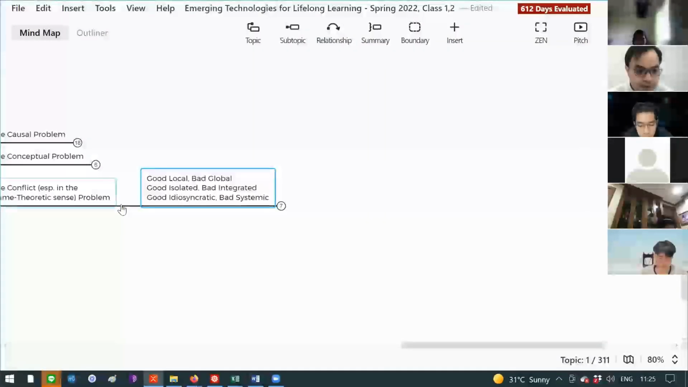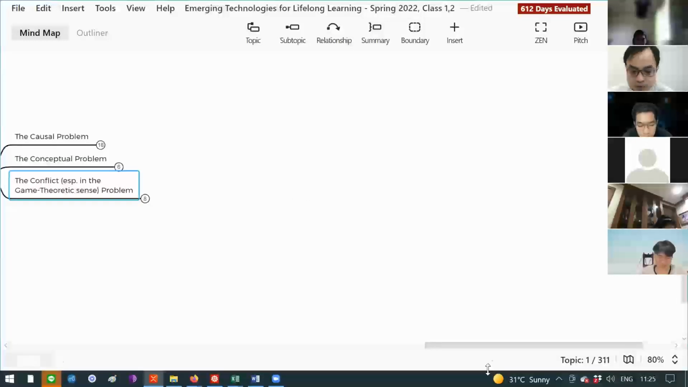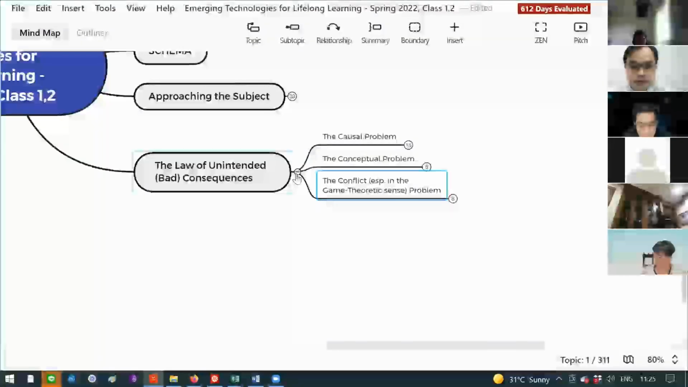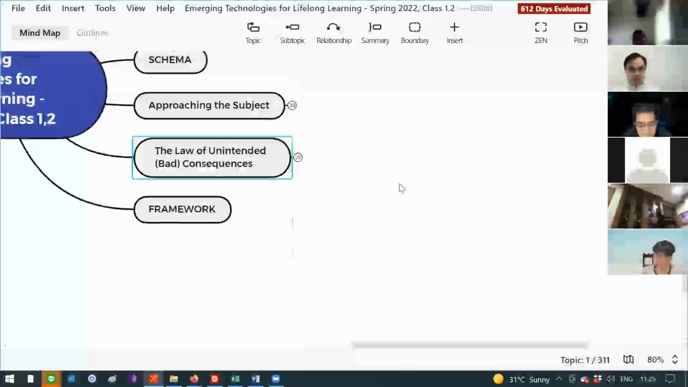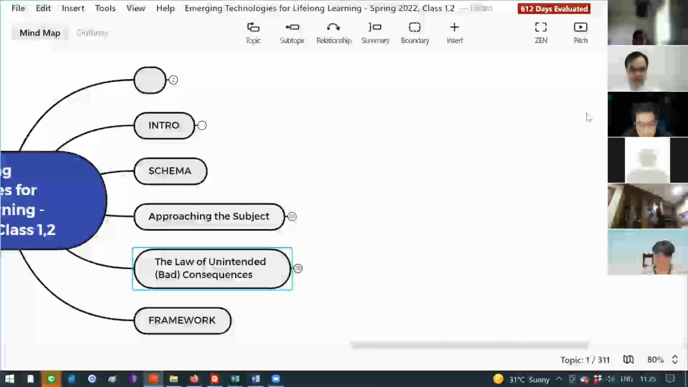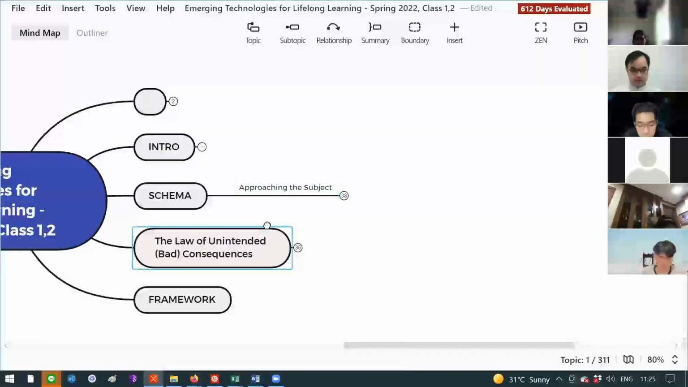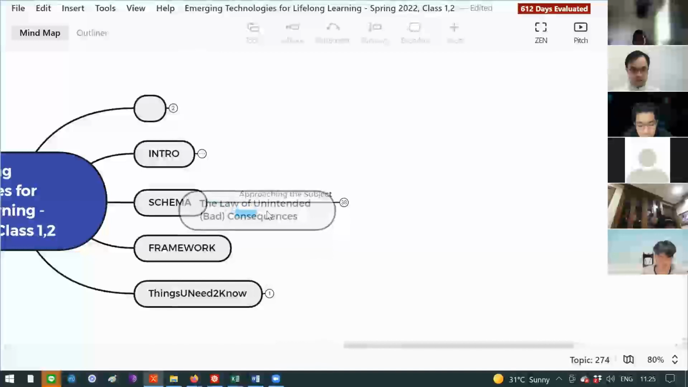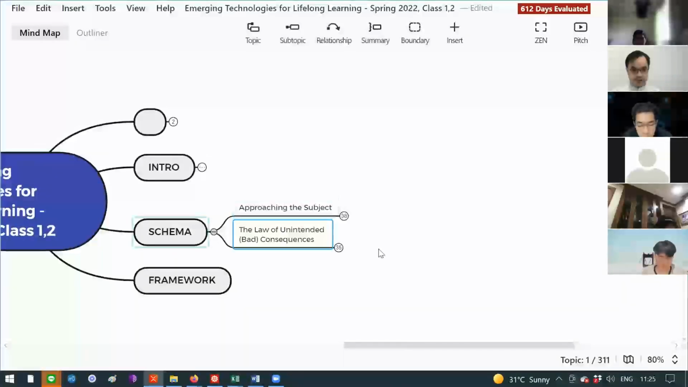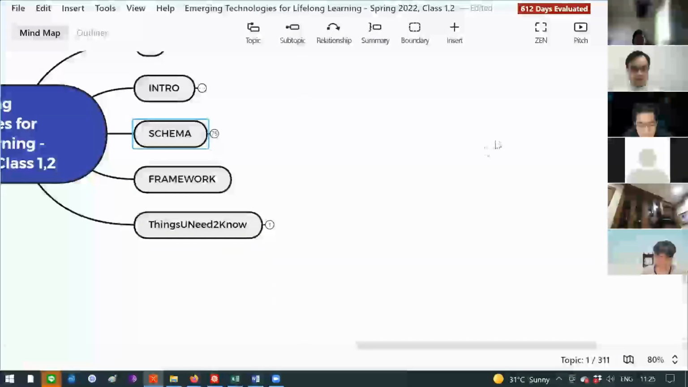Okay, so that's good. So that's the schema that I want to provide you with today, how to approach a subject, right? And the law of unintended bad consequences. So having done that, I'm going to stick this under schema. Okay, I'm going to stick this under schema. Right. Close that. Okay, now let's go to some framework stuff.